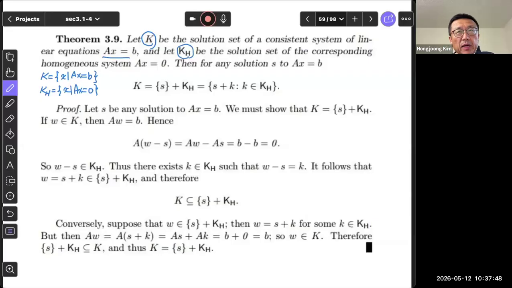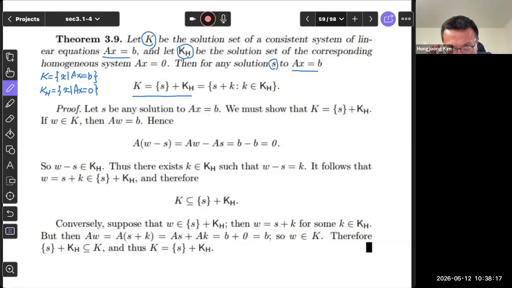Then theorem 3.9 says these two are related by this relation, where S is just one solution for the Ax = b problem. Or geometrically, given K sub h, if I translate it by S, you get K.